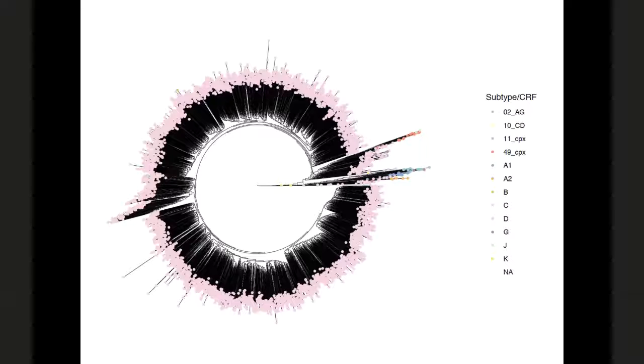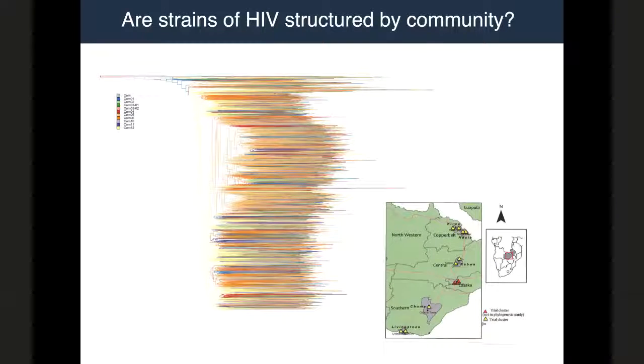And if people are moving around that much, is it reasonable to suspect that the differences in incidence we see could be a property of the virus? Well, we looked at this by asking the question: how structured is the virus according to the communities that the virus was sampled in?